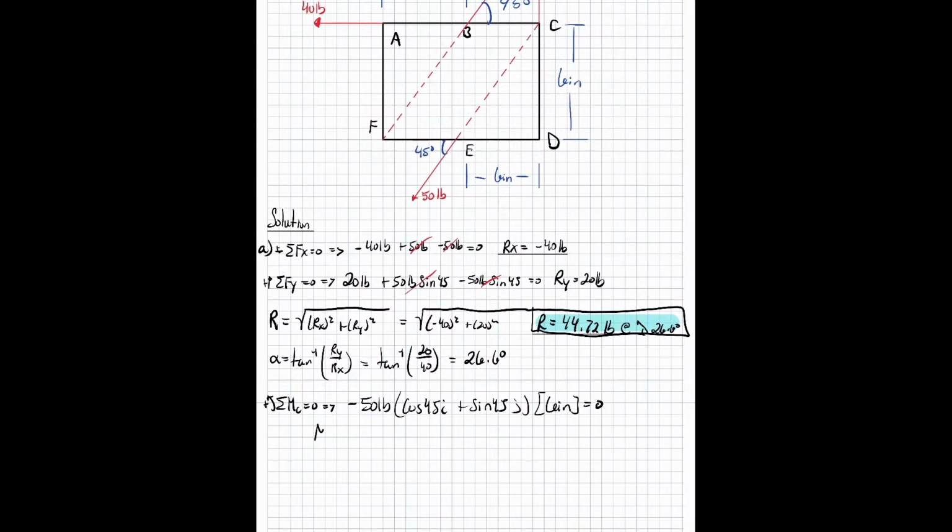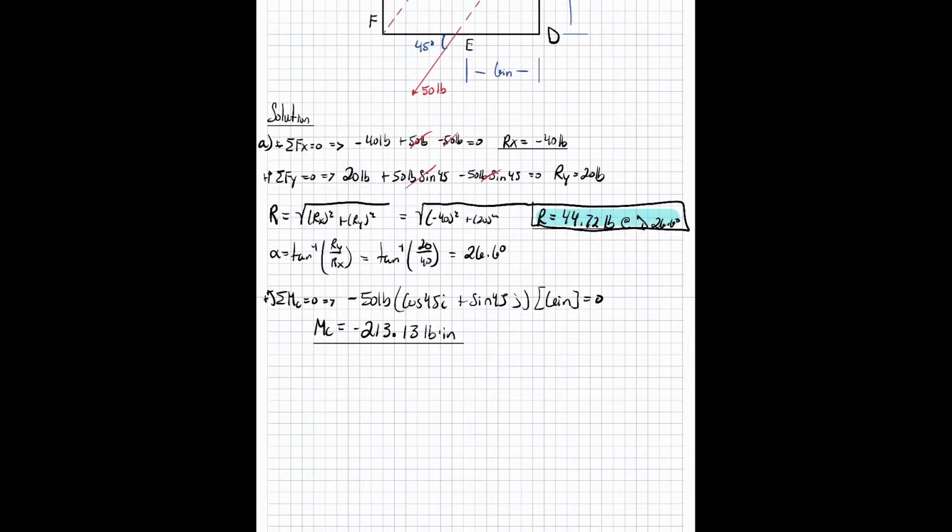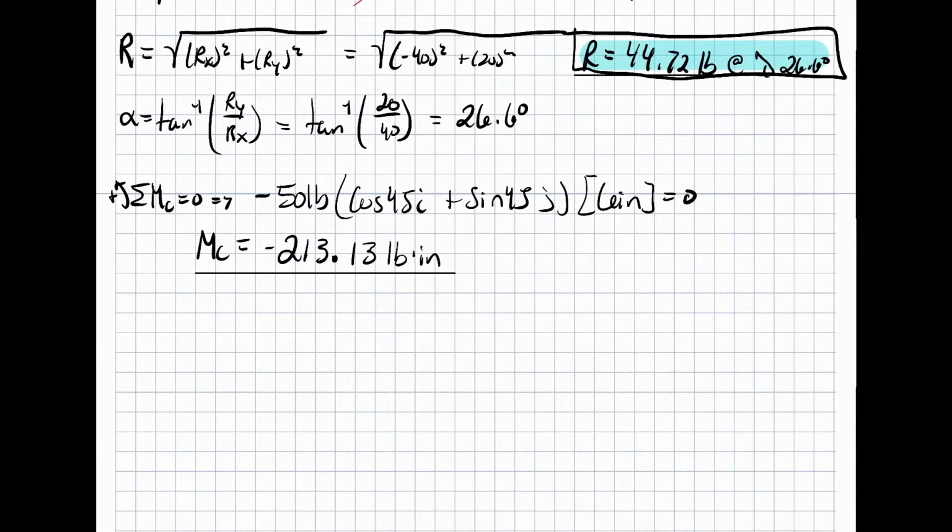We get a moment about C to be negative 213.13 pound inches. Now that's not something that they directly asked us for, but we need it in order to find parts B and C. So for part B, they're asking us to find the x-coordinate that the resultant line is going to be on.